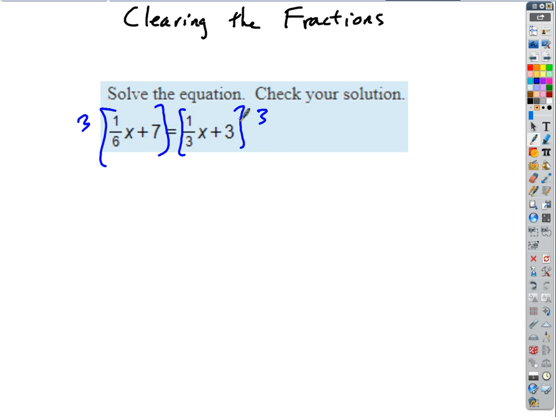I multiply straight across, right? That's easy to do. I get 3/6, which is 1/2. I still got a fraction in there, so I don't want to maybe multiply by 3. What do I want to multiply by instead? 6 is right, okay? Now, why 6?